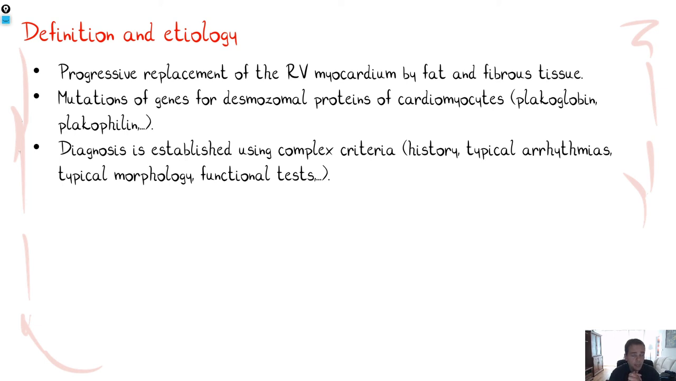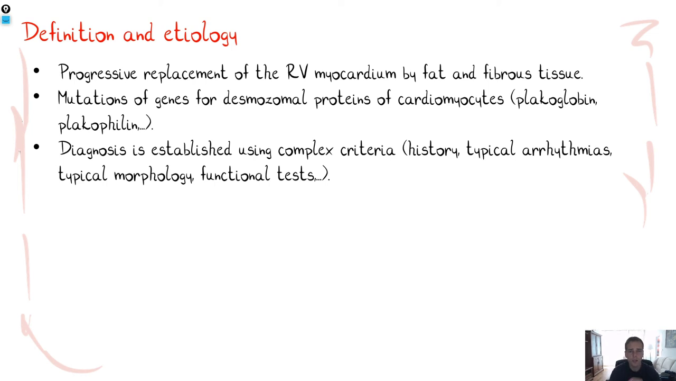Diagnosis is complicated. There are complex diagnostic criteria that need to be fulfilled. There needs to be a typical history, typical arrhythmias present, typical morphology of the heart, typical function test, and so on. So that each patient needs to fulfill concrete complex criteria. Histology used to be part of the criteria as well, but nowadays the biopsy is rarely performed.